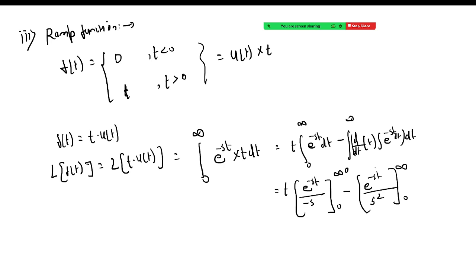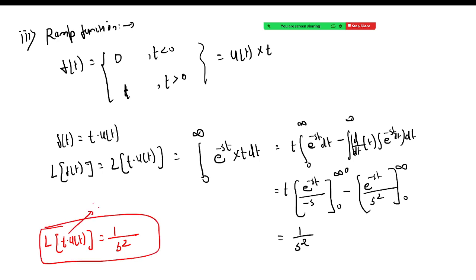Any doubt? Once we substitute the limit over here, it will become 0. And once we substitute the limit over here, we will get 1 upon s square. So finally, you will get the value of Laplace of t into u(t) equal to 1 upon s square, where t into u(t), that is f(t), is called the ramp function. And yesterday, in the previous lecture, I discussed what is the Laplace of t.